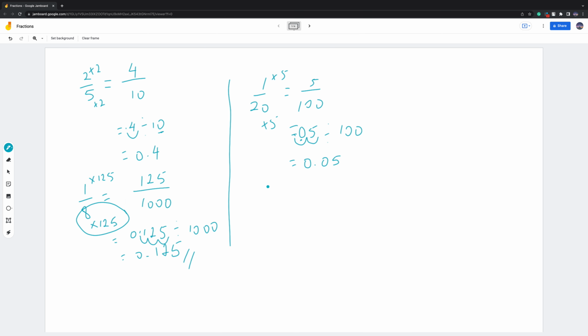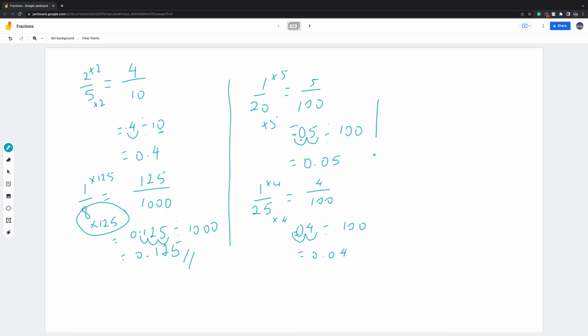So you have 0.05. Okay, and another number will be 1/25. You multiply by 4. You get 4/100. And again, you're going to shift twice. You'll see once, twice. There's a space there for you to put the 0. So it's 0.04.